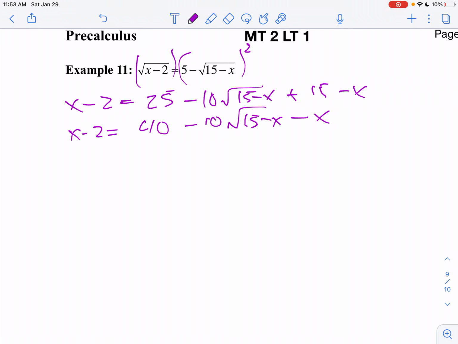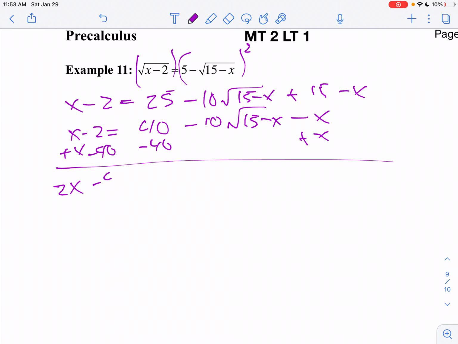Now let's isolate our new radical. So I'm going to add x to both sides. So I'll get 2x. I'm going to subtract 40 from both sides. So I'll get minus 42 equals negative 10 times the square root of 15 minus x. Now we'll square both sides to get rid of our new radical. And yes, I could have divided both sides by 10, but I don't want to work with a fraction yet.